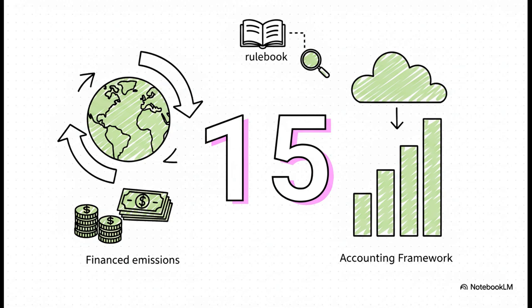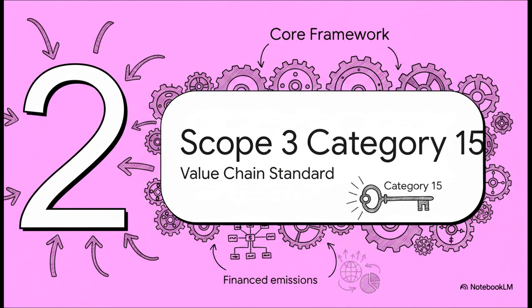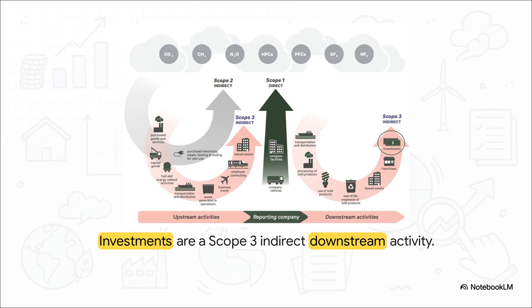So, where does this actually live in the official global rulebook? To find out where these emissions sit in standard accounting frameworks, you've got to look for the number 15. Specifically, Category 15 of the Greenhouse Gas Protocol's Corporate Value Chain Standard. Which brings us to Section 2, Scope 3, Category 15. This visual is a brilliant snapshot of the entire value chain, with the reporting company right there in the middle. Notice how investments are positioned all the way to the right as a Scope 3 indirect downstream activity. Providing capital is basically considered a service provided by the financial institution, which pushes the resulting emissions downstream.